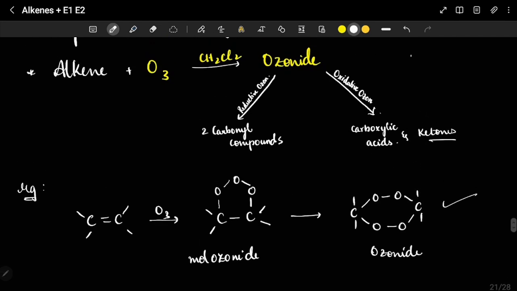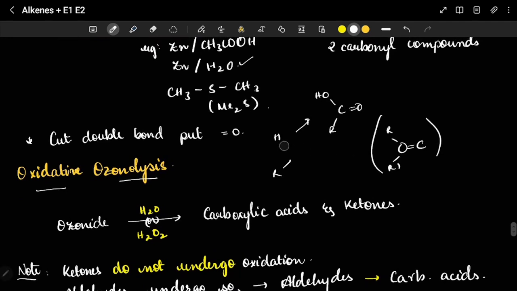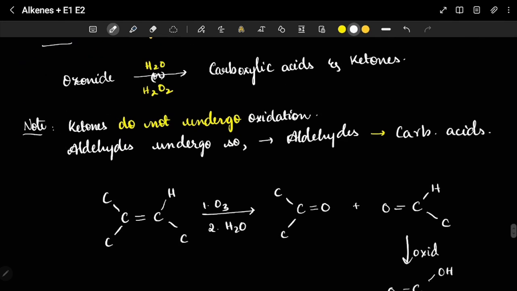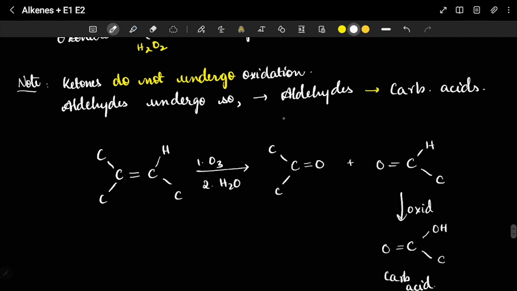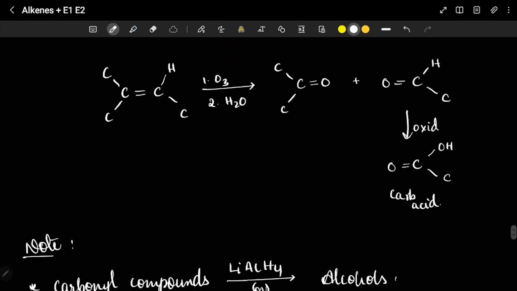And in case there are no aldehydes, then the product is going to remain the same. Okay, the trick is that only in aldehydes do you put an oxygen. Very simple. So ketones do not undergo oxidation, just remember this. Aldehydes undergo oxidation, so carboxylic acids are formed. You can see an example here.